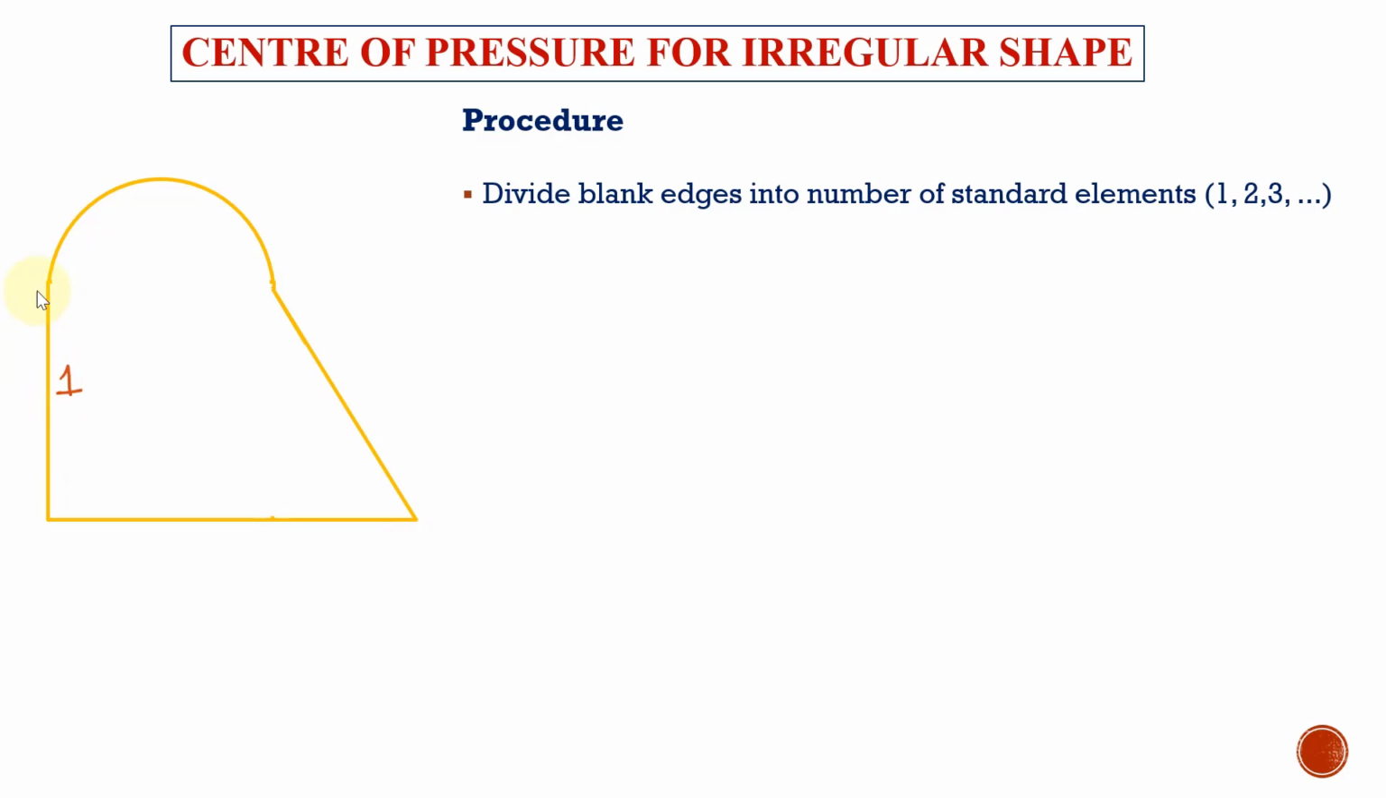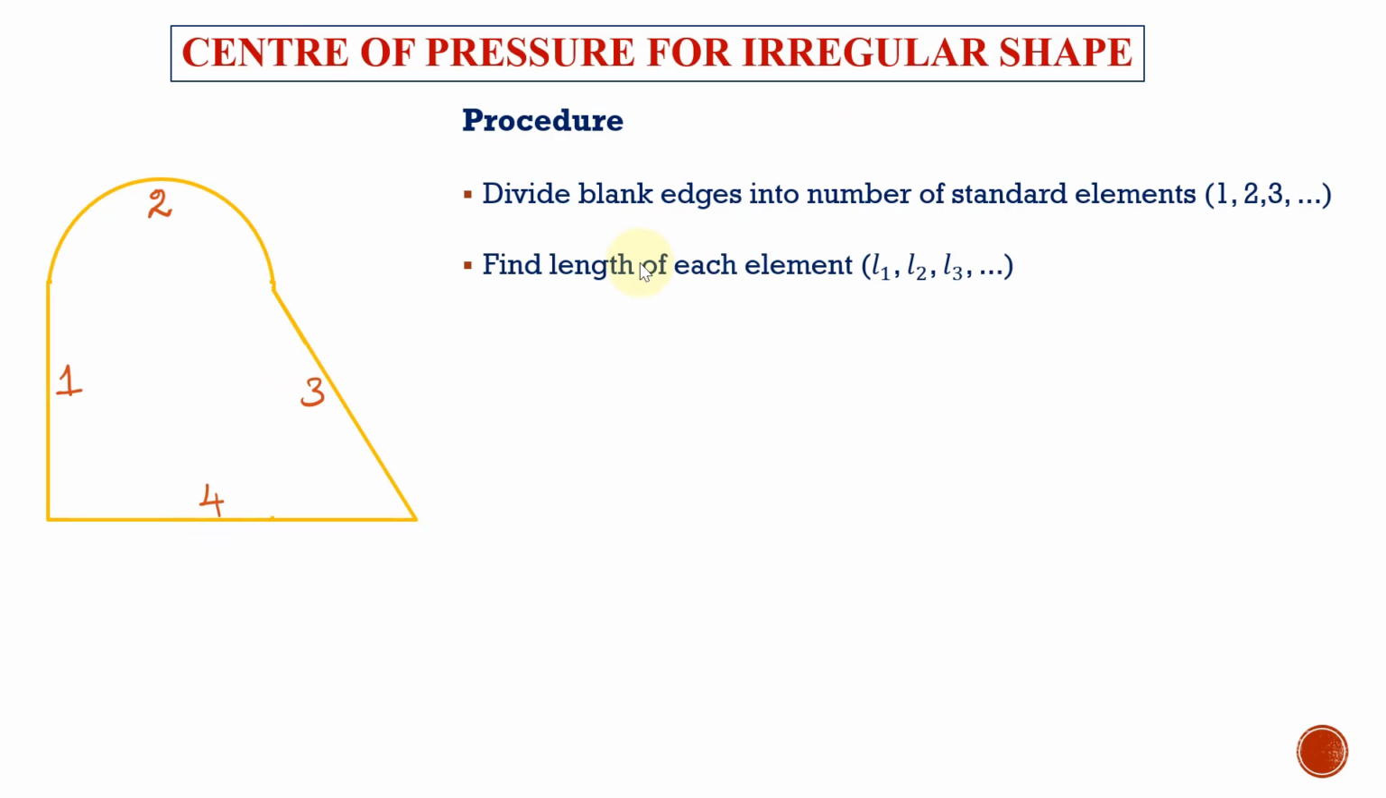So the first element we consider here is the straight line, and the second one is the perimeter of this semicircle. So this arc length is considered as the second entity, the third one is this slanting line, and the fourth one is this horizontal line. We have divided the edges of this irregular shaped blank into a number of standard elements. The elements are 1, 2, 3, 4.